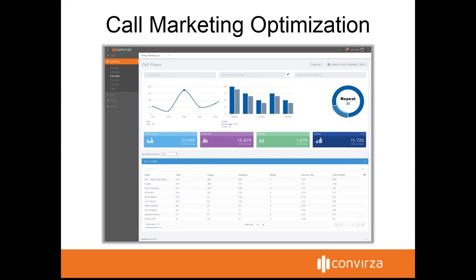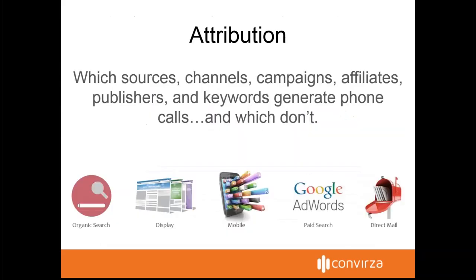That's what call tracking has been for 20 years. We're trying to get away from that. So we're really trying to define ourselves as a call marketing optimization company that does three things. The first is attribution. So which sources, channels, campaigns, affiliate, publishers, keywords, etc., generate phone calls and which don't.